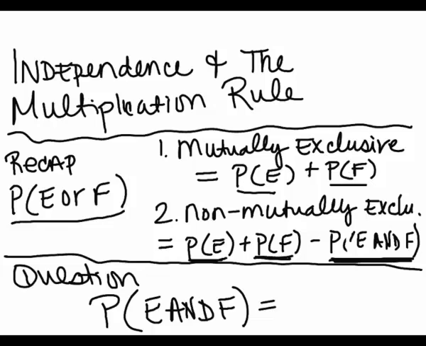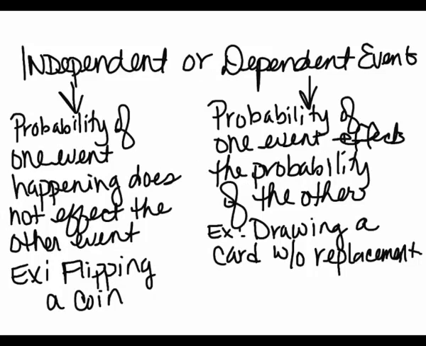But now, in this lecture, the question is going to be the probability of E and F happening. So it's a little bit different. You're going to apply a different rule. The first question you have to ask yourself, kind of like you did before when you asked yourself if it was mutually exclusive or non-mutually exclusive, is this: when you're talking about the probability of one thing happening and another thing happening, are the events independent or dependent of each other? If they're independent, that means the probability of the first thing happening has no effect on the probability of the second thing happening.